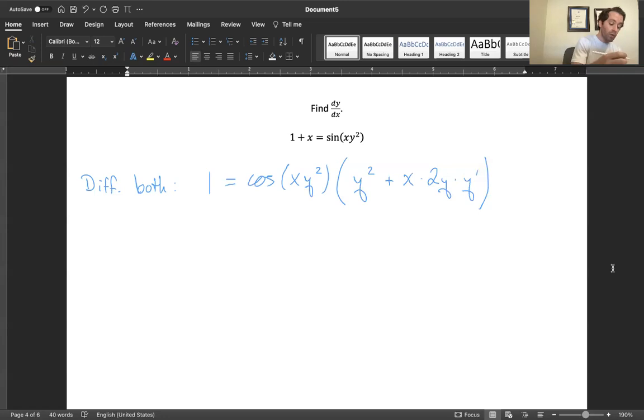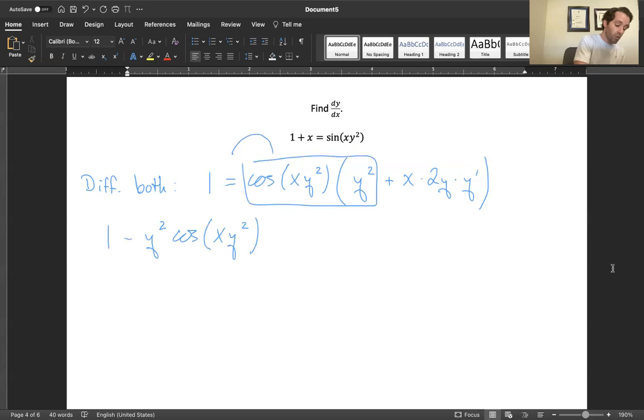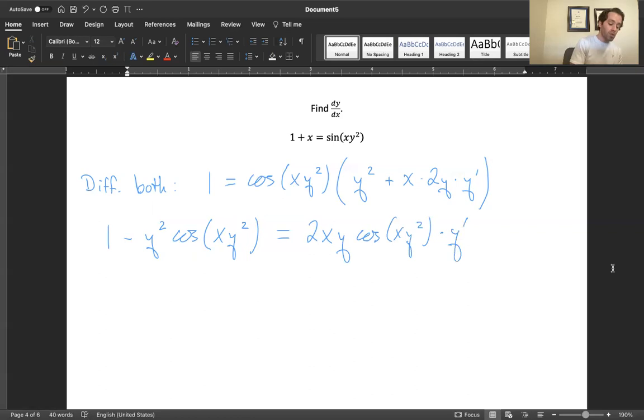So the only way really to do that is to distribute this through the parentheses. I'm going to do a couple steps at once. I'm going to say 1 minus y squared cosine of xy squared, which is to say I took this and moved it over to the left. And then that's going to be equal to 2xy times cosine of xy squared times y prime. The reason I wanted to do a couple steps at once is that it gives me something easy to divide by. So I'm going to divide by that, and then I'm already done.